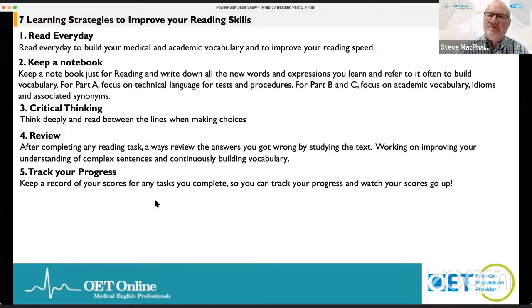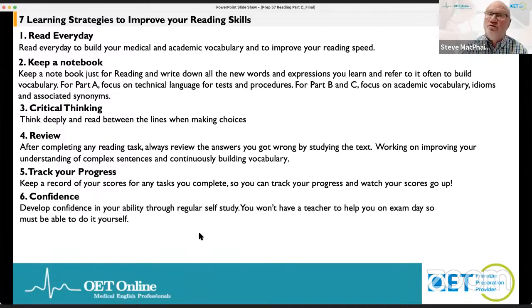Track your progress, everyone. Keep a record. If your exam's coming up close and you're starting to do practice tests, keep a record of your scores for tasks that you can complete. And then you can track that progress and watch your scores go up. See the rewards of your hard work. We always have students who tell us how much they improve over time. Quite incredible. With intense study, you really can develop that skill.